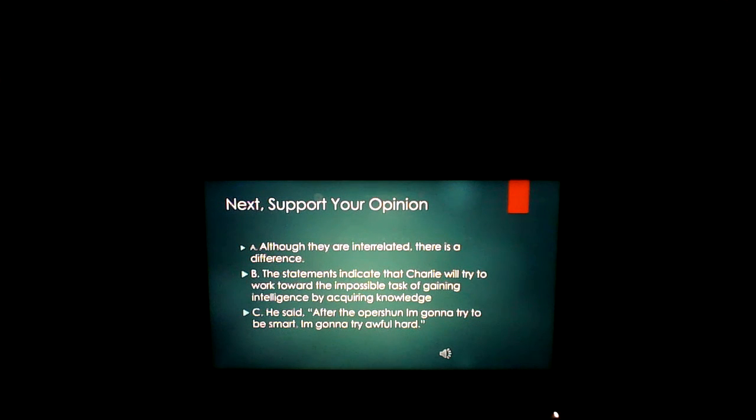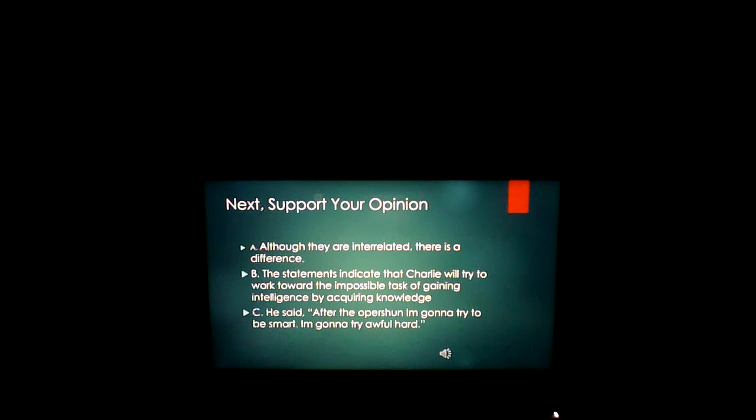The next portion of a good argumentative essay is support or evidence. We have three choices here. A, although they are interrelated, there is a difference. B, the statements indicate that Charlie will try to work toward the impossible task of gaining intelligence by acquiring knowledge. Or C, he said, after the operation, I'm going to try to be smart. I'm going to try awful hard. Well, your support for your opinion, or evidence, should come directly from the text.